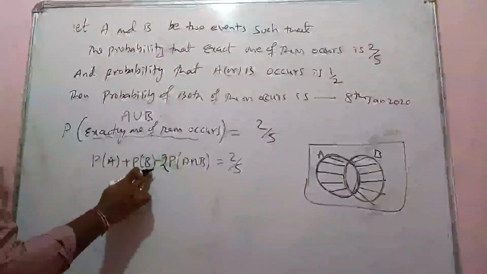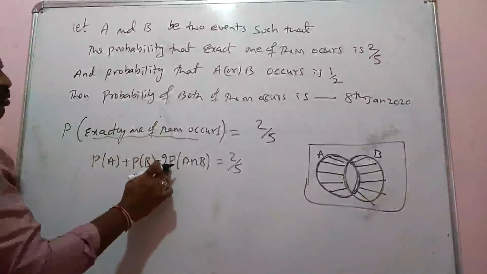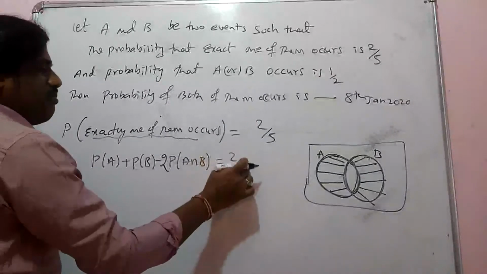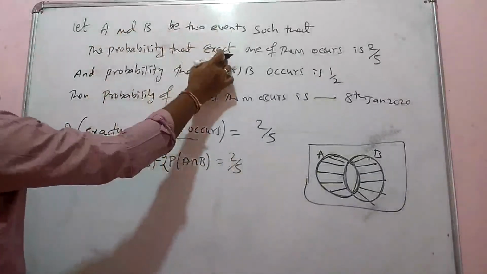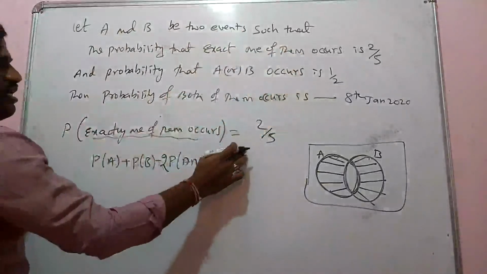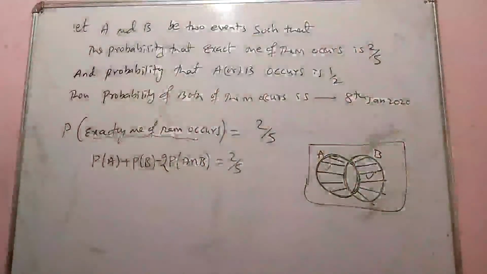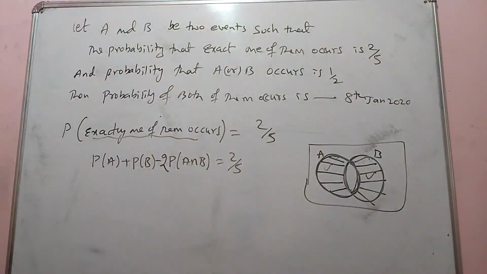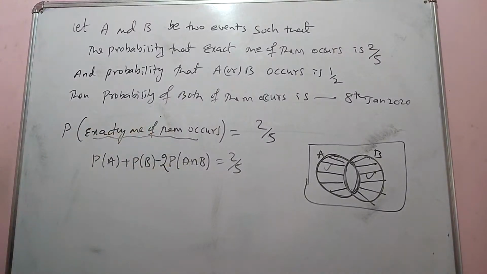Probability of A plus probability of B minus 2 times probability of A intersection B is 2 by 5. That is what they said. A and B are two events such that the probability that exactly one of them occurs is 2 by 5. Exactly one of them means only A plus only B. We can write that as probability of A plus probability of B minus 2 times probability of A intersection B, that is equal to 2 by 5.